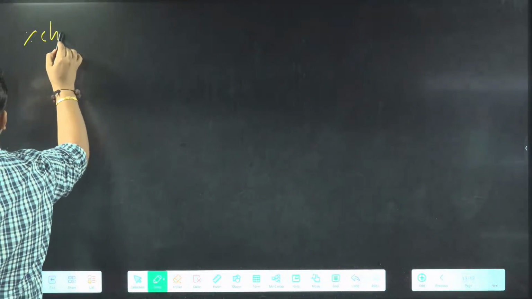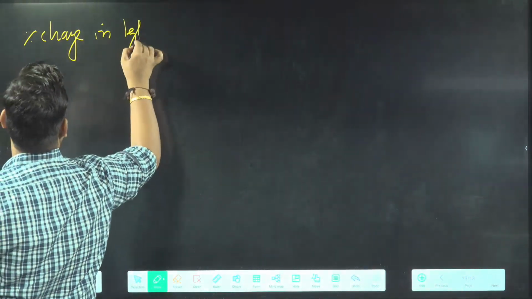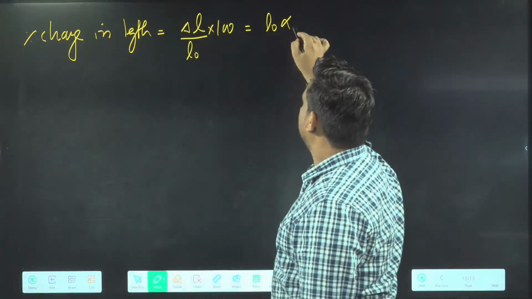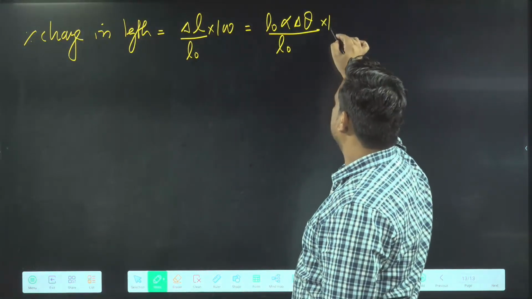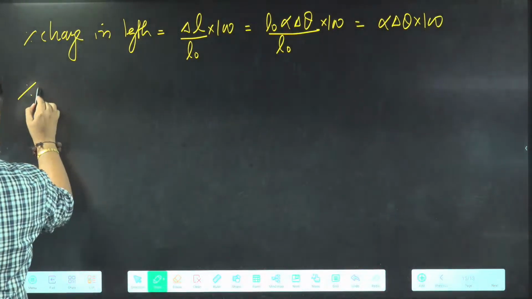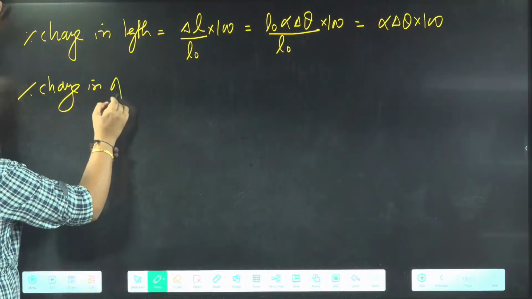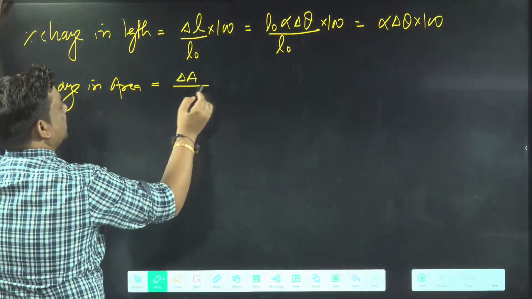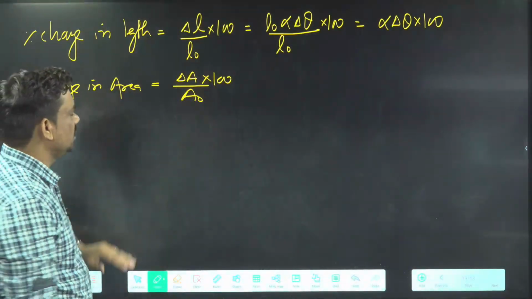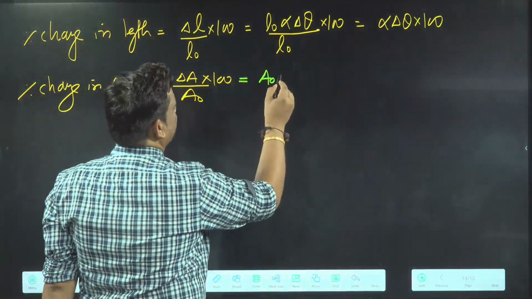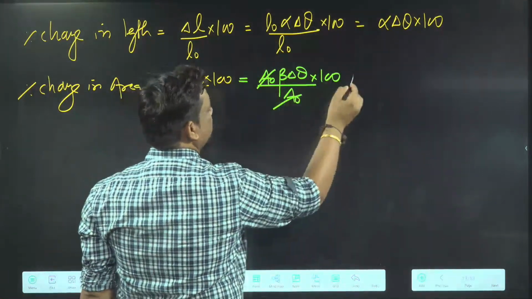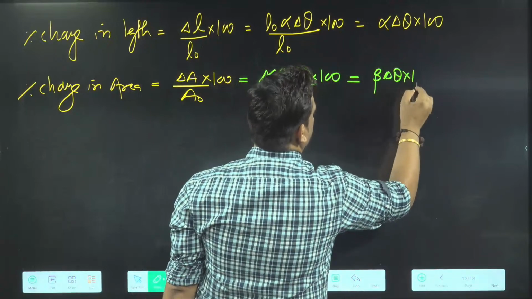Listen, percentage change in length means change divided by initial into 100. So there will be L naught alpha delta theta by L naught into 100, which actually becomes alpha delta theta into 100. Same way I can write percentage change in area: change in area divided by initial area into 100, because percentage change is always expressed as change by initial into 100. Delta A we write as A naught beta delta theta divided by A naught into 100. A naught cancels, so we get beta delta theta into 100.